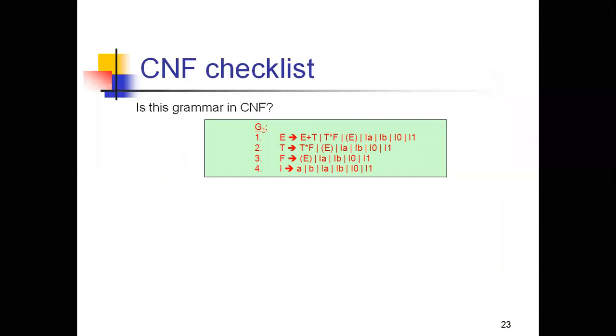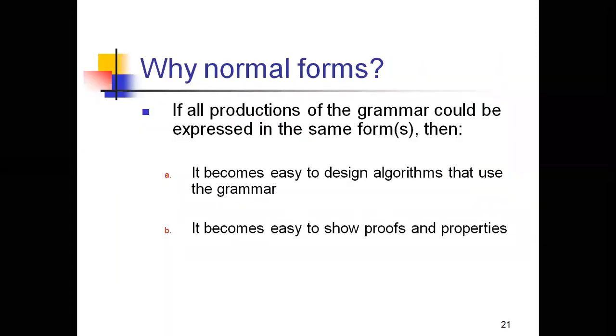First, initially what you need to know is what a normal form is and why normal forms are needed. And then after knowing this, you need to know what the types of normal forms are. And why normal forms are needed is that if all the productions of the grammar could be expressed in the same form, it becomes easy to design algorithms using these grammars, or it becomes easy to show the proofs and the properties, right?